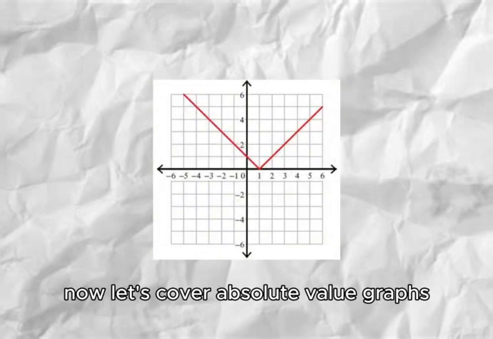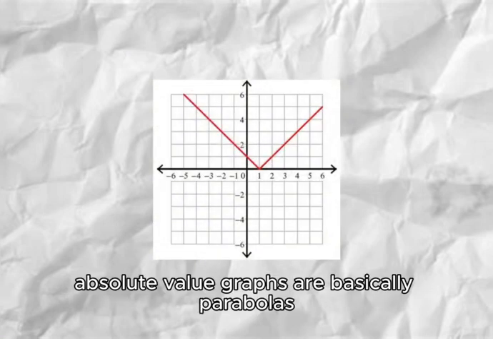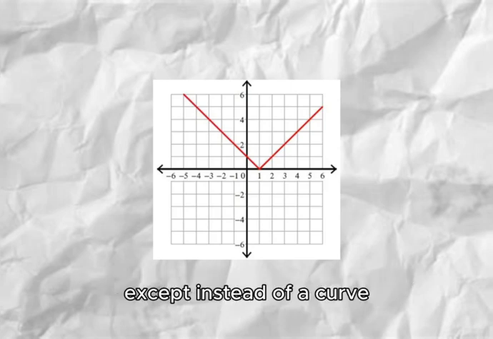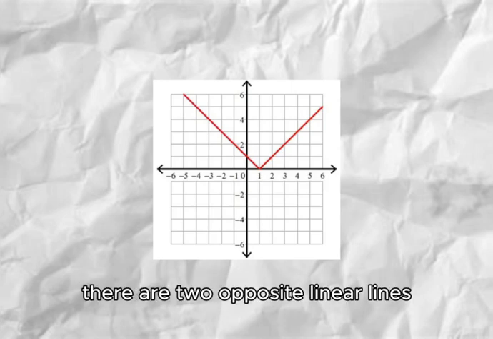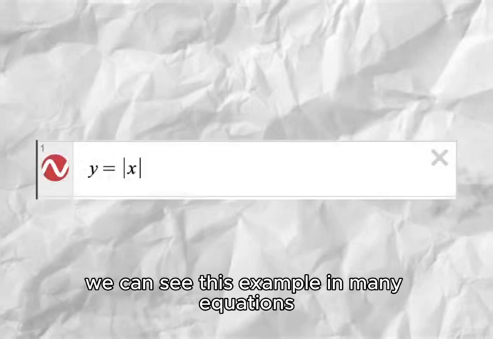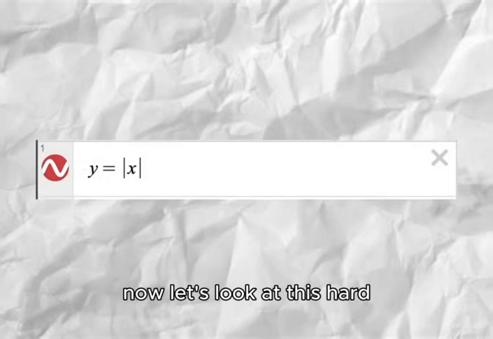Now let's cover absolute value graphs. Absolute value graphs are basically parabolas, except instead of a curve, there are two opposite linear lines joined together at the vertex. We can see this example in many equations represented by the two bars. Now let's look at this hard absolute value question from College Board.